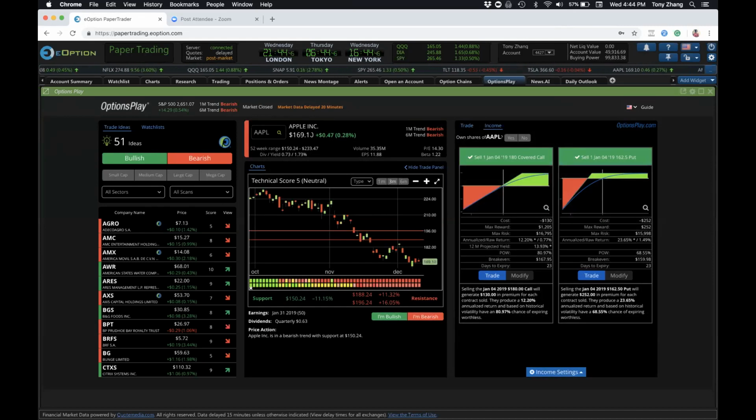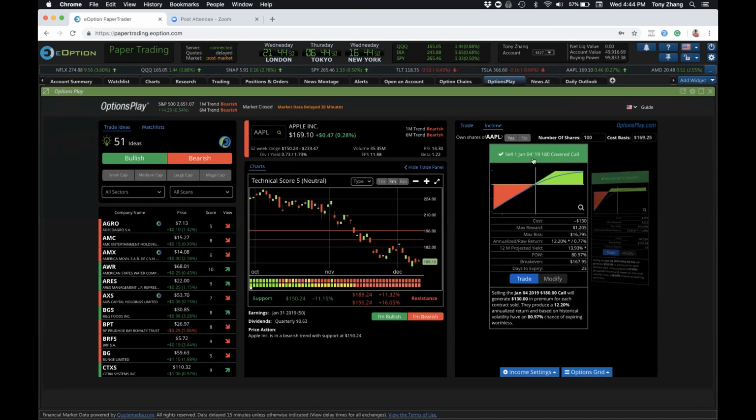So actually, let's go back to the Apple example real quick, because that's the one we've been talking about. Apple's trading just around 170 right now. So this is saying that I can sell a January 4th 180 covered call. So that's like selling my stock at 180. So I'm making about a $10 profit if the stock rises between now and January 4th, which is only 23 days away. But if the stock doesn't rise to 180, I get to keep the $130 of income that I can keep from selling this covered call.